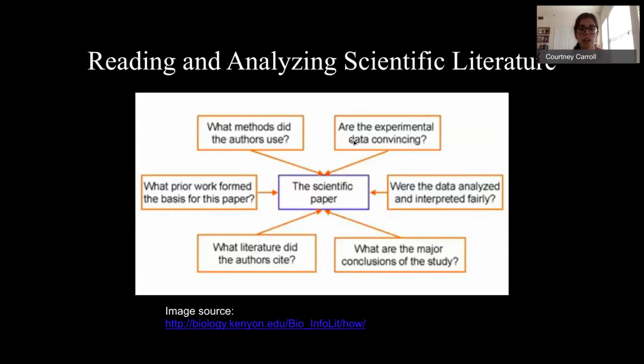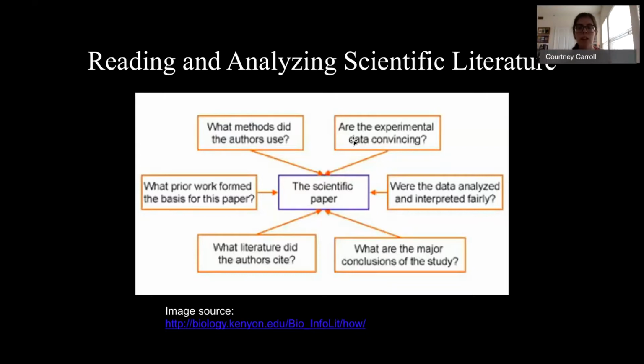literature. And for this, you're going to think about questions like, what prior work formed the basis for this paper? What methods did the authors use? Is the data convincing? Were the data analyzed and interpreted fairly? What are the major conclusions, and what literature do the authors cite?